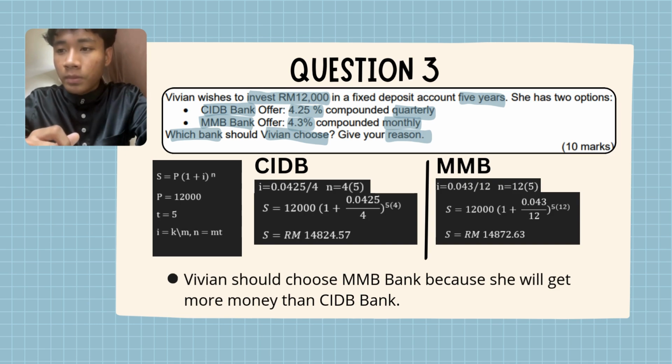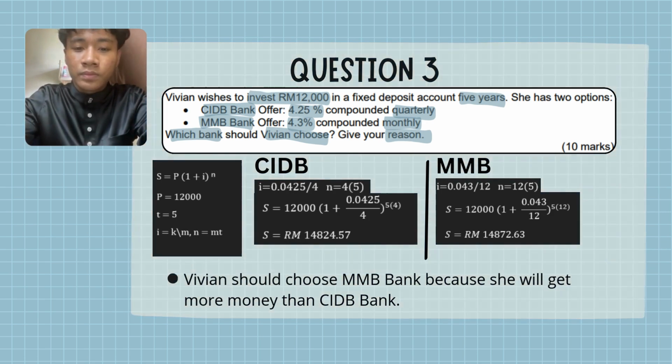For MMB Bank, S equal to 12,000 multiplied by 1 plus 0.043 over 12, power 5 multiplied by 12. So we get S equal to 14,872 ringgit and 63 cents. So the reason is Vivian should choose MMB Bank because she will get more money than CIDB Bank. That will be your final answer.